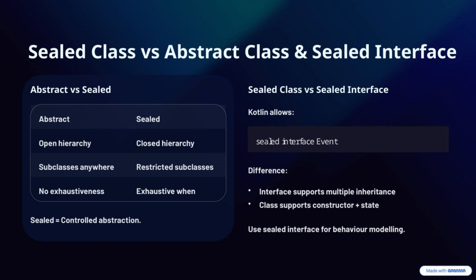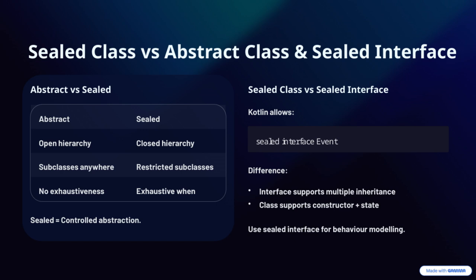The difference between sealed interfaces and sealed classes is quite significant. Sealed interfaces, like sealed classes, enable controlled abstraction, but with some flexibility. For example, sealed interfaces are great for defining a set of behaviors that subclasses can implement, and this makes handling exhaustive checks in when expressions easier. On the other hand, sealed classes are more about creating a restricted hierarchy of classes. They enforce that all subclasses are known at compile time, which helps ensure completeness in when statements, making your code safer.